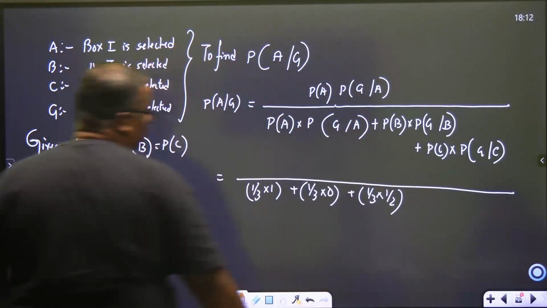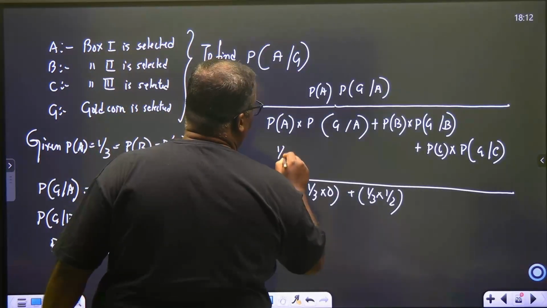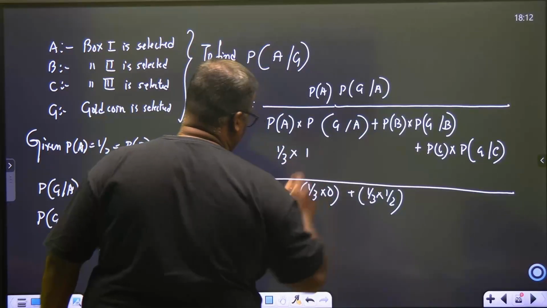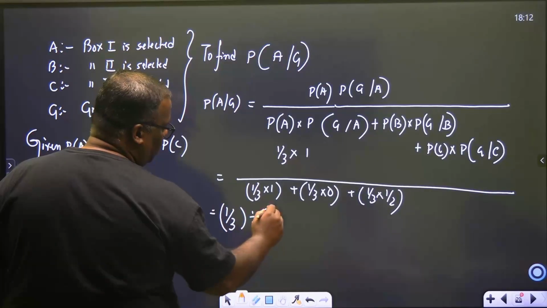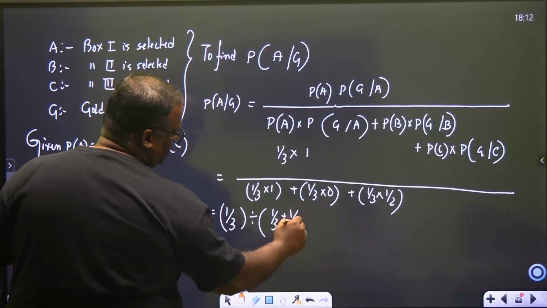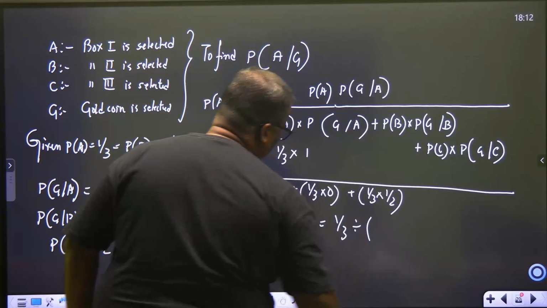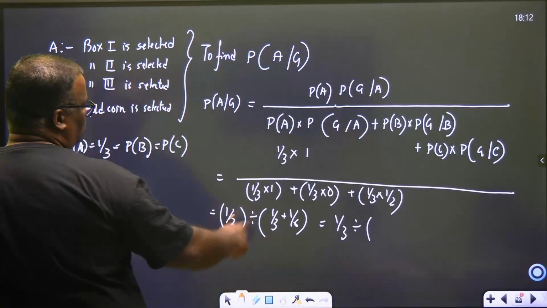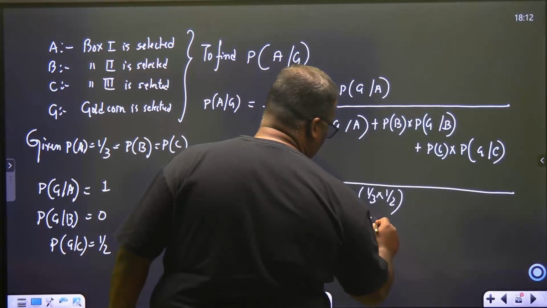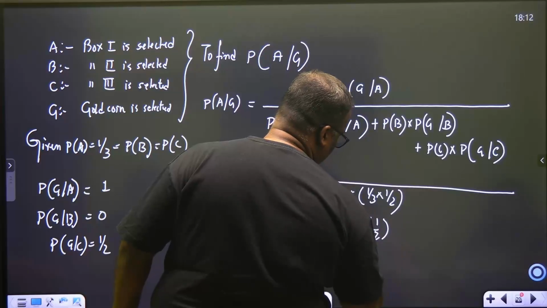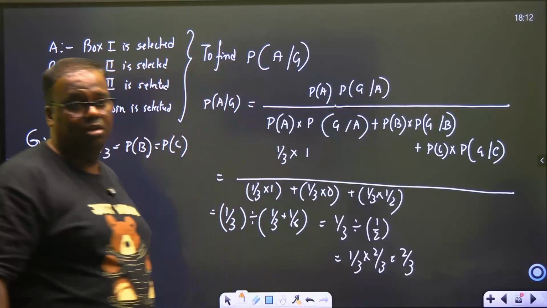Gold coin. So here our answer will be P of A is how much? 1/3 multiplied by 1. So how much are we getting on the numerator? 1/3, and on the denominator we are getting 1/3 plus 1/6. 1/3 and 1/6, 6 is the LCM. 2 plus 1 is 3. 3/6 is half. So this is equal to 1/3 into 2/3. Answer can never be more than 1. 2/3 is the answer.